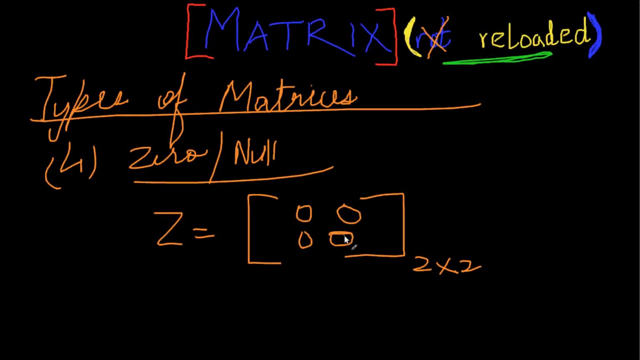Now you may have any matrix of any order: 1 by 2, 2 by 2, 3 by 2, 69 by 29, 5 by 4, 6 by 2, anything at all which has all of its elements as 0 and nothing else is called a zero or a null matrix. Pretty easy, huh? So let's go on to the fifth type of matrix now.